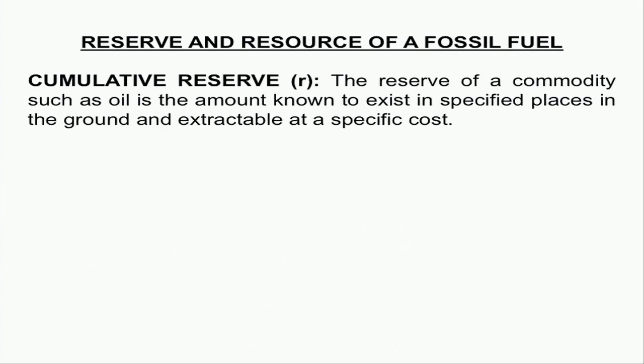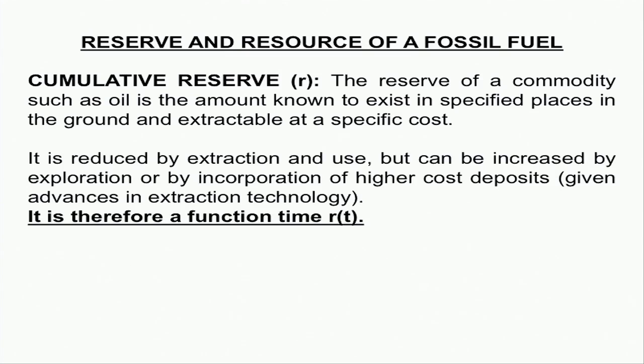Let's write down some equations, and we're going to use the term cumulative reserve, and we're going to give it the symbol little r. The reserve of a commodity, which could be oil or gas, is defined as the amount of that commodity known to exist in specified places in the ground which can be extracted at a specific cost. Now, that cumulative reserve can obviously be reduced by extraction and use.